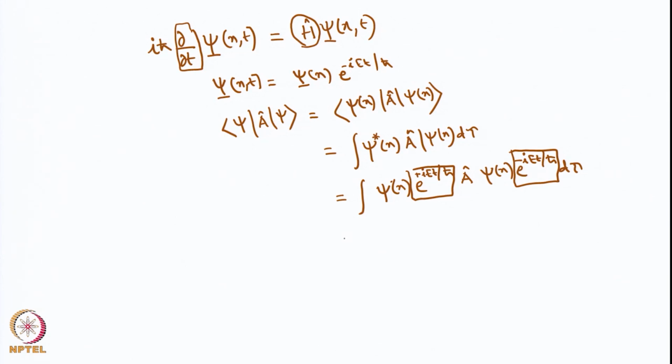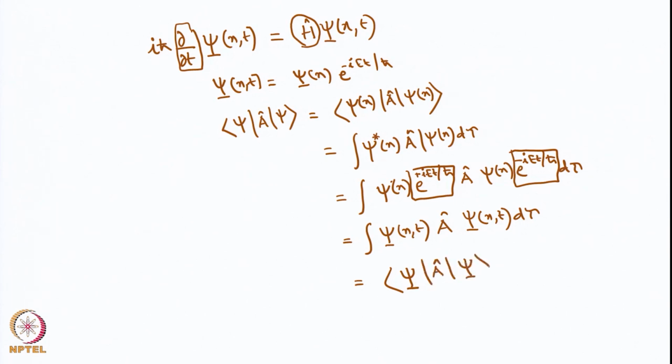So this is nothing but the integral of psi of x comma t, A, psi of x comma t d tau, which is equal to psi A psi. Okay.